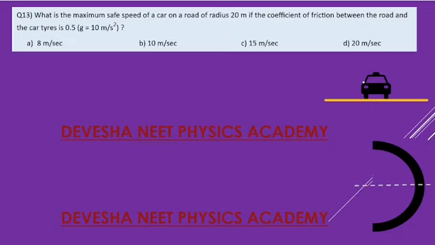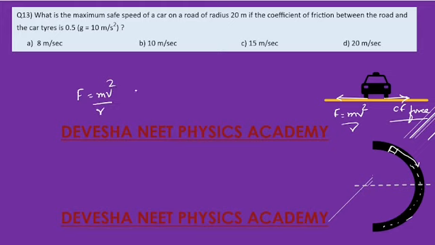So here we have a circular track on which again the car is moving like this. Now what is the frictional force on this? We saw earlier that the frictional force F is equal to mv square by r, because this balances the centrifugal force. So F is equal to mv square by r. This is the frictional force.